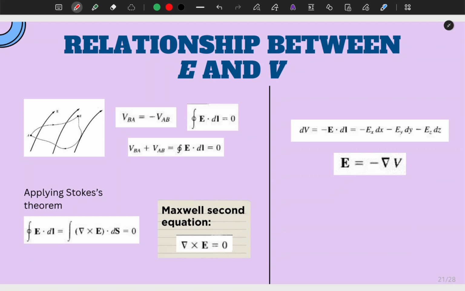Let us move on to the relationship between E and V. Electric field is the negative gradient of electric potential. This relationship shows how potential changes create electric field. It is derived using Maxwell's equation, which is Maxwell's second equation.